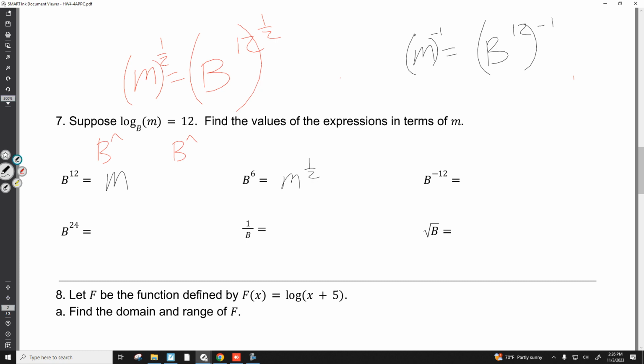So guess what? B to the negative 12 equals m to the negative first, and I'm going to write 1 over m because I don't like negative powers.